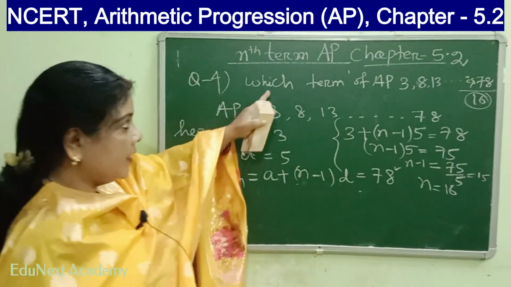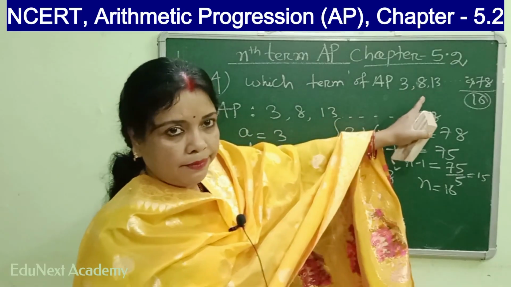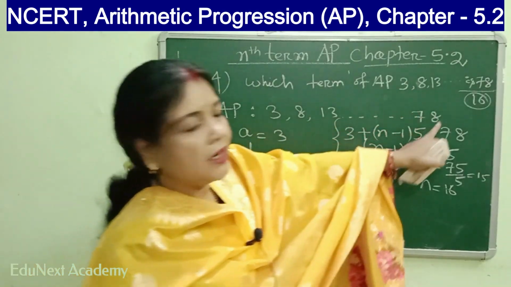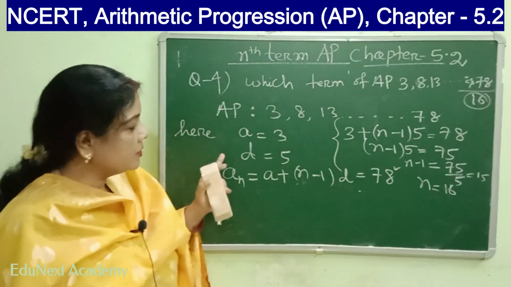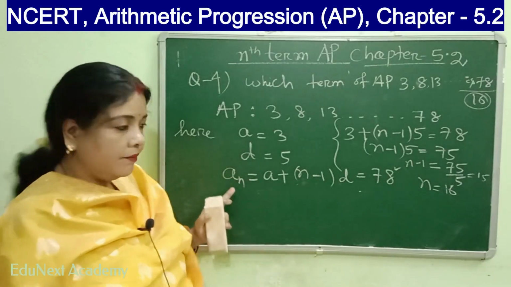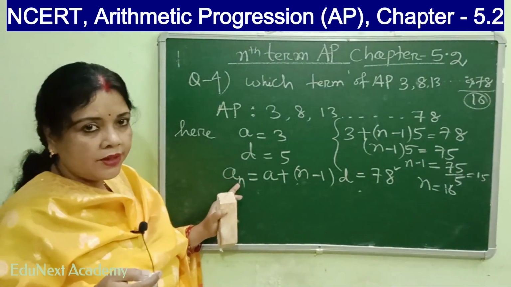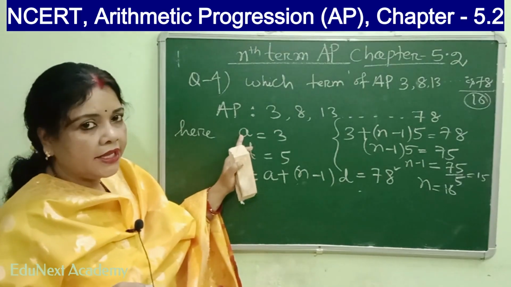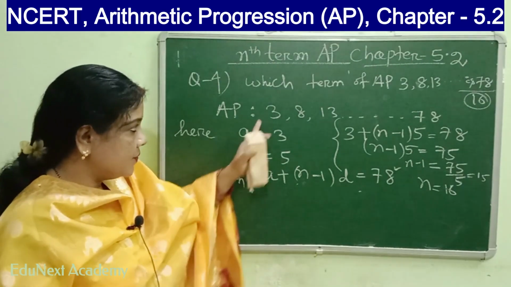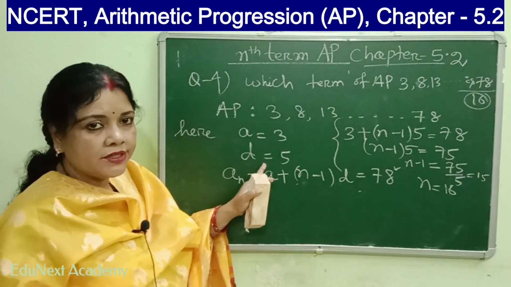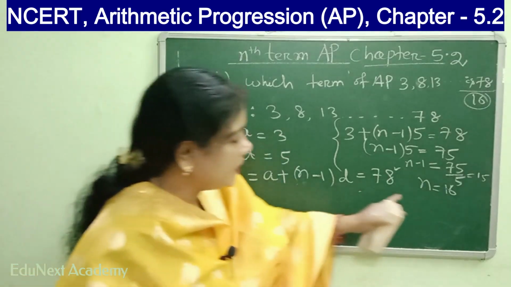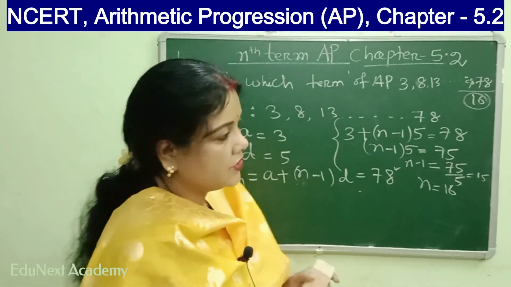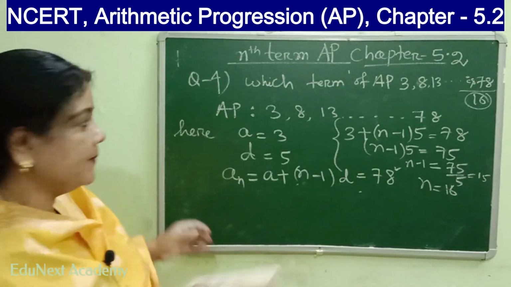Again I am repeating, we are given a sequence of an AP. We have to find out at which term we will get 78. It's a very simple question. We need only find the value of n after finding what a is and what the common difference is. So here a is 3 and the common difference is 5. Put these values in this formula, then you will get n is equal to 16. Now let us solve question number 5.